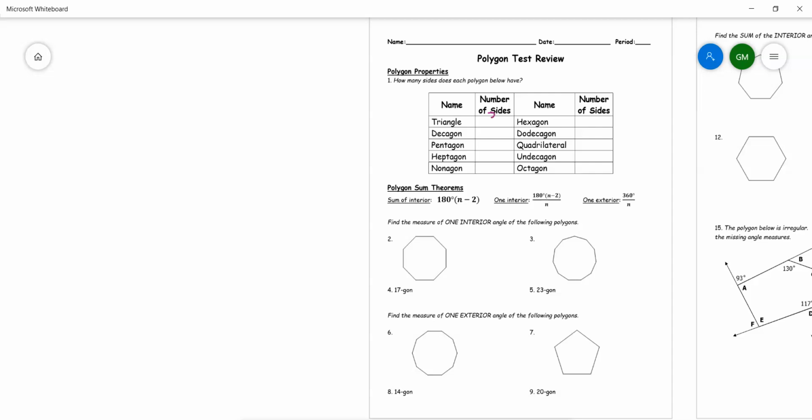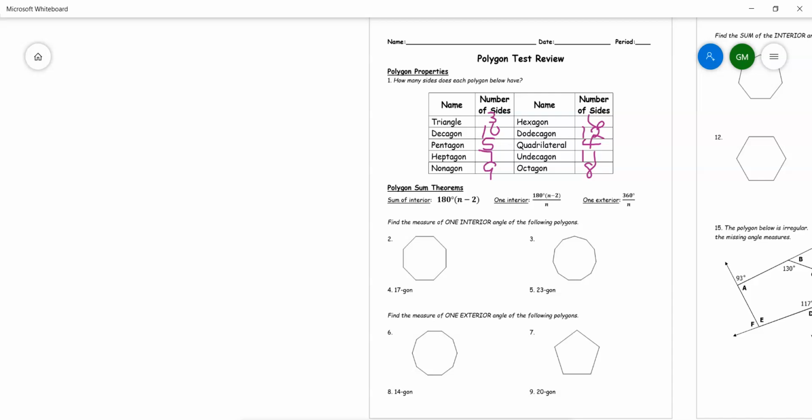Triangle has 3 sides, decagon has 10 sides, pentagon 5, heptagon 7, nonagon 9, hexagon 6, dodecagon 12, quadrilateral 4, undecagon 11, and octagon 8. Nothing too exciting about that.